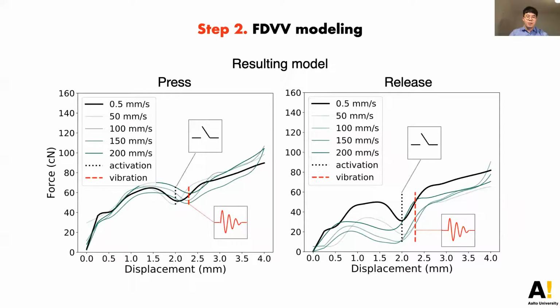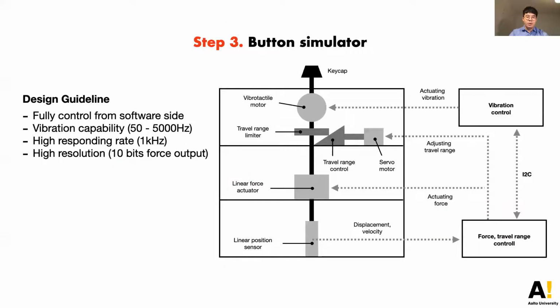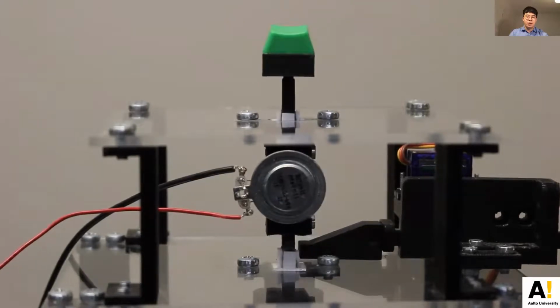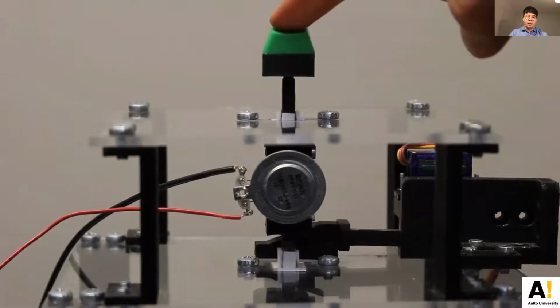Finally, combining the vibration data we derived beforehand, an FDVV model is done. After modeling, we then worked on the physical simulator. The design guidelines are as mentioned earlier. For example, it should be fully software controlled, and the vibration frequency range should be wide enough for generating rich feedback. Here, I want to highlight that everything is programmably controlled in our prototype. The video shows the simulator adjusting from a deep button to a much shallower button automatically.